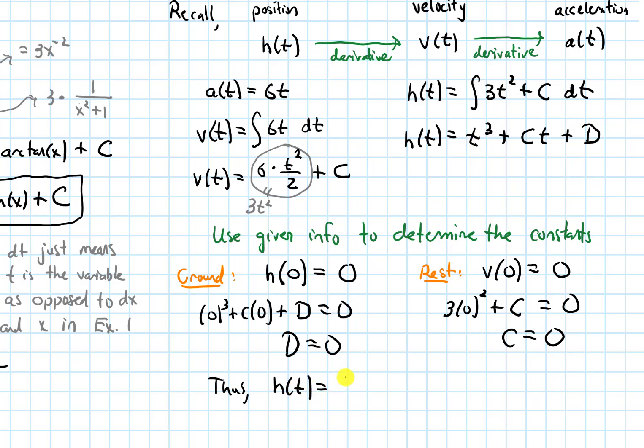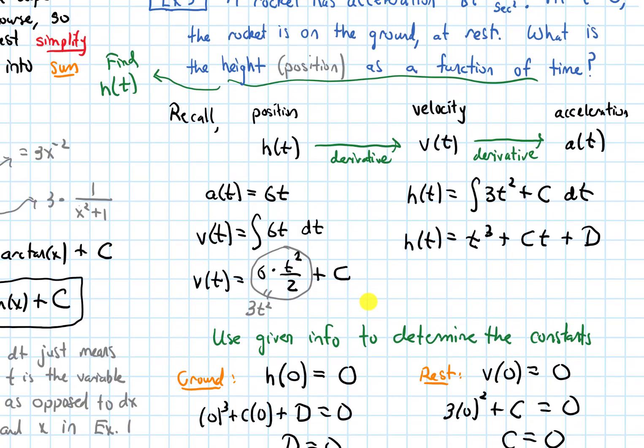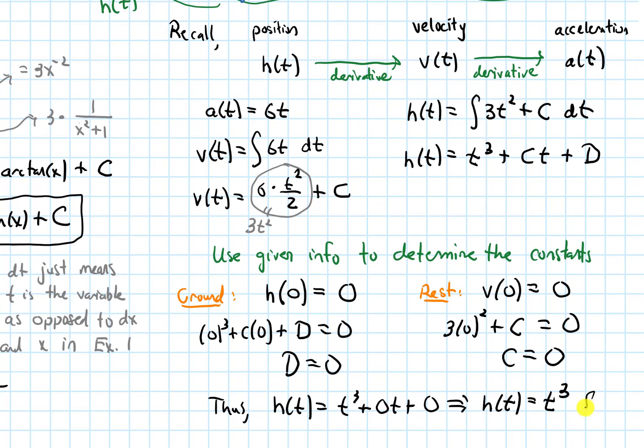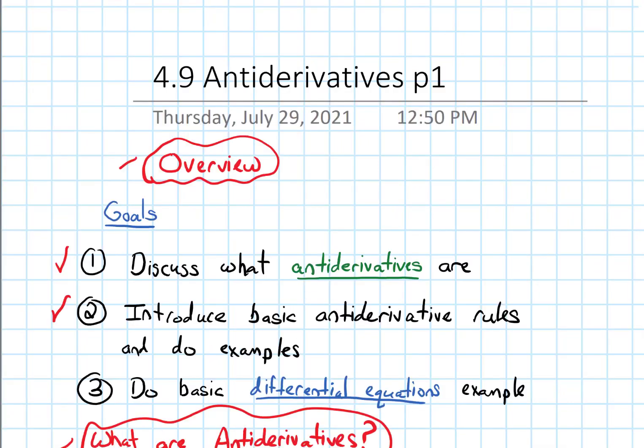But thus, we can now form h of t like the problem wanted. h of t is t cubed plus ct, which is 0t, plus d, which is also 0. So I simplify, and h of t is just t cubed, and the units of height are feet. So this is t cubed feet, and that's my height as a function of time. So we have now finished our last goal for this section. This was a simple example of a differential equation, an equation that involved a derivative that I had to do an antiderivative of.